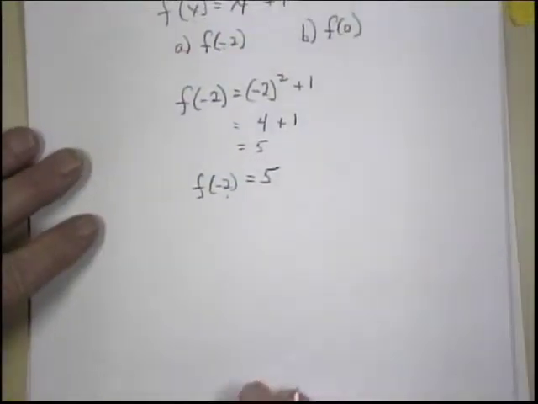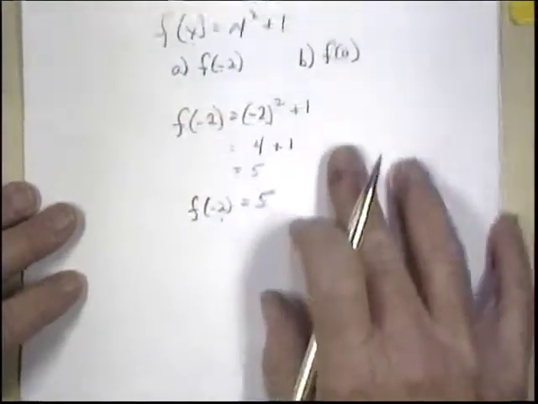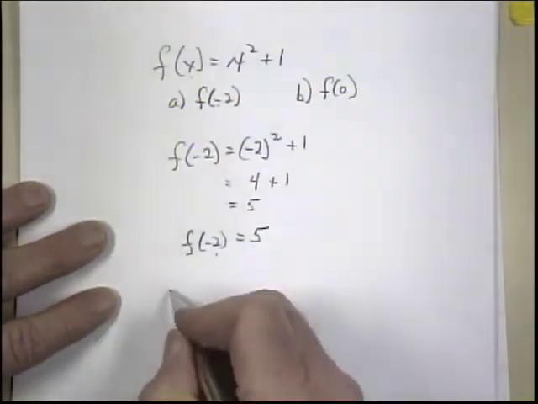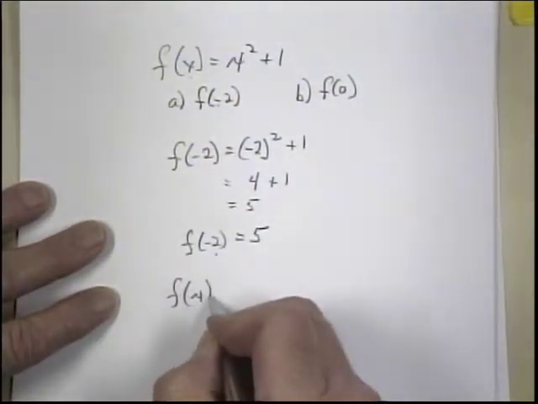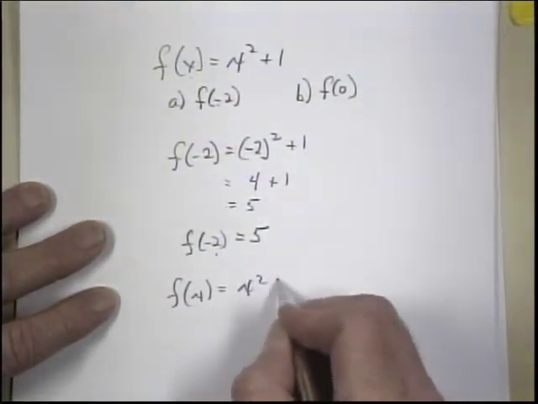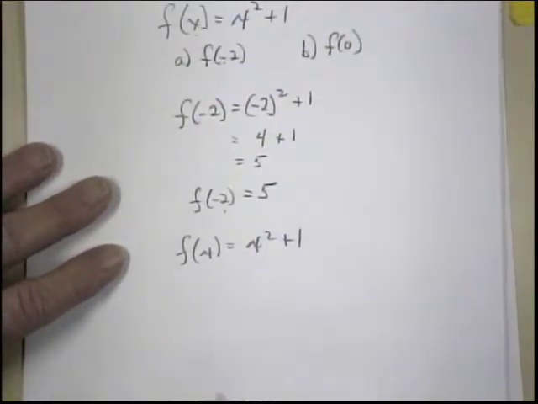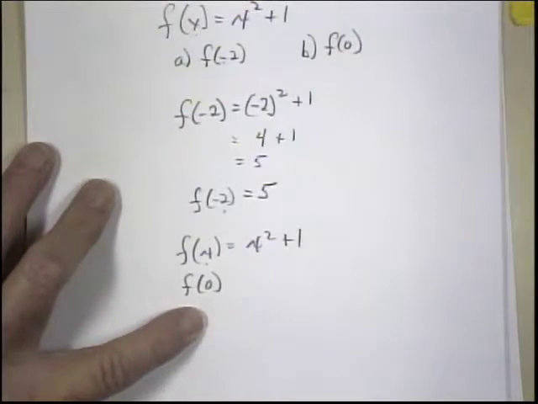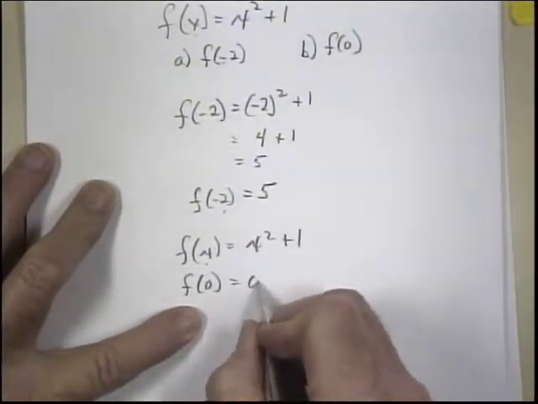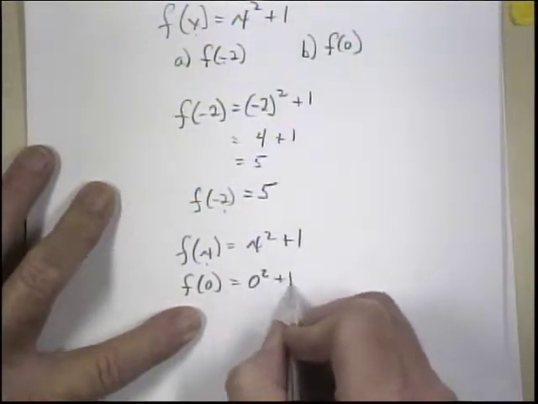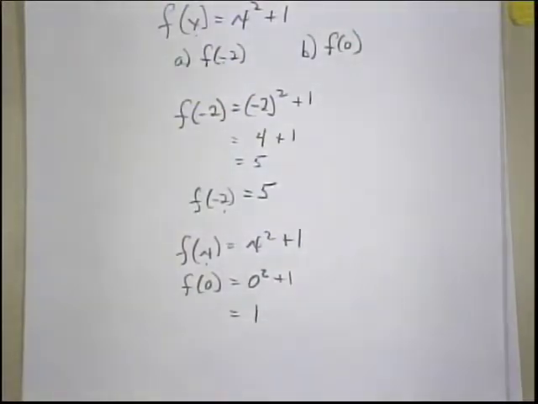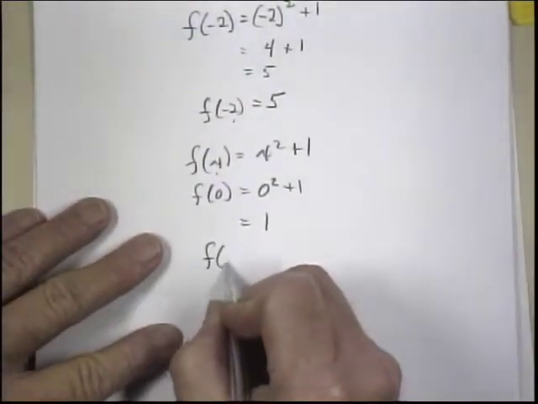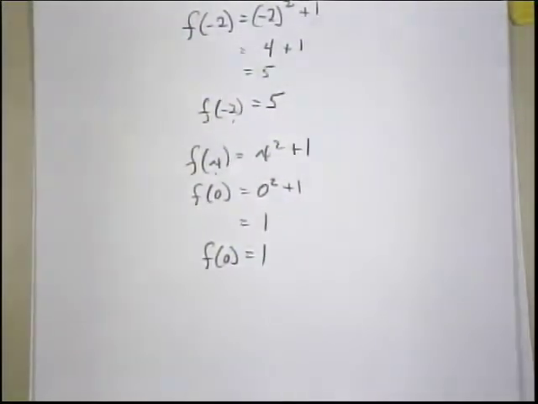Now let's evaluate the function for f of 0. Our function is f of x equals x squared plus 1. So f of 0 means we're going to substitute 0 in for our x. So we're going to have 0 squared plus 1, which equals 1. So f of 0 equals 1 for that function.